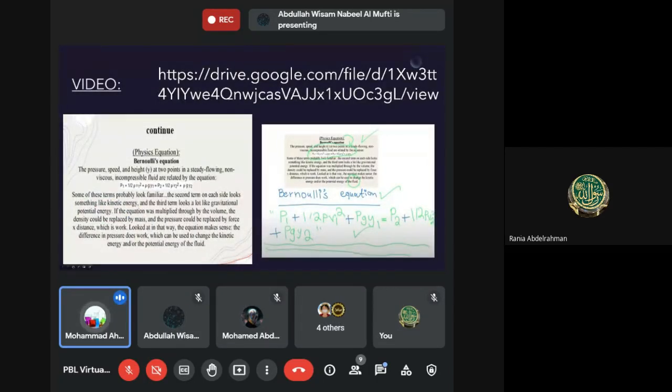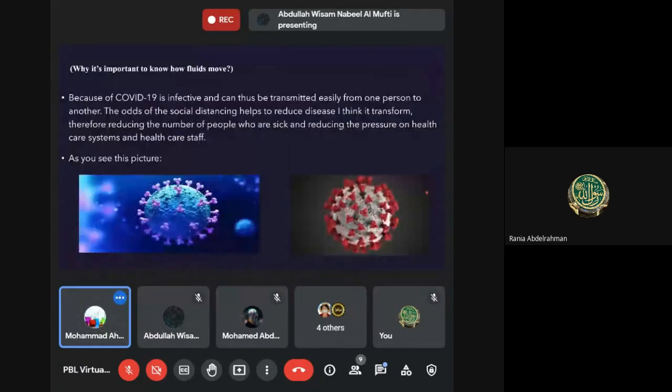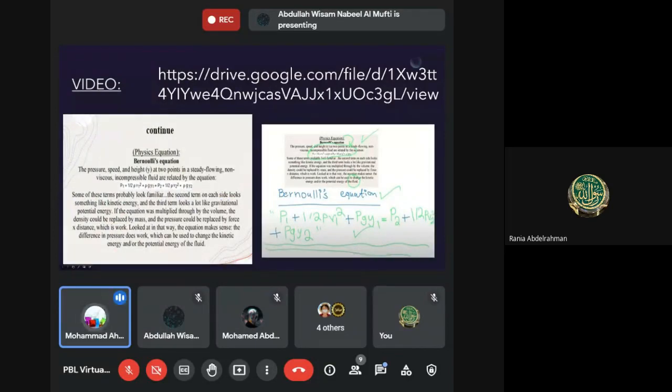Okay, so to understand the physics, we used Bernoulli's equation. We use the Bernoulli equation to find a solution related to physics for slowing the spread of it. Okay, stop here. Here we have the pressure, the speed and the height at two points that use the fluids. The equation represents the pressure and the velocity between the heights, as you see here. Abdullah, you can go now to the next slide.